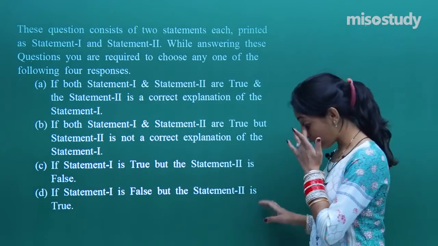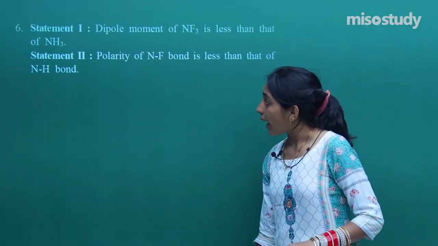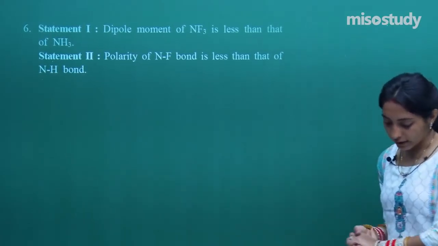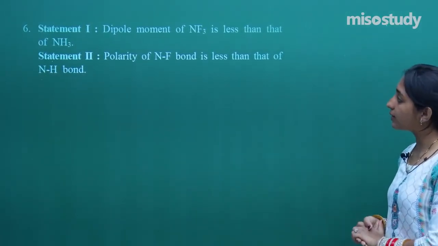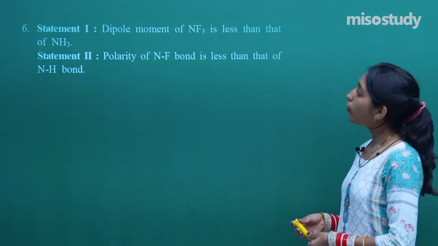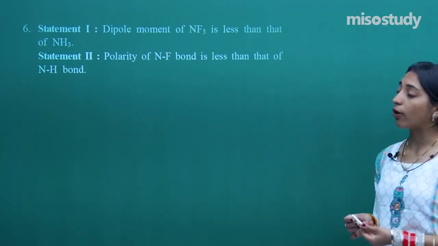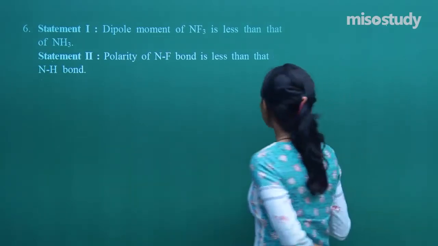Okay. Let's try to do one question of such kind. And the 6th question that is there for us is statement number 1 says that the dipole moment of NF3 is less than that of NH3. So let's do.